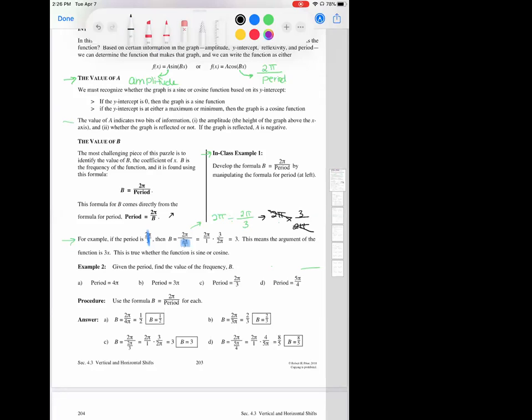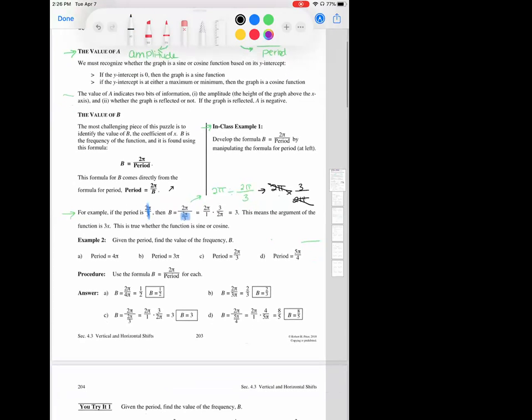So let's go ahead with example 2. Given the period, find the value of the frequency, b. Okay, so let's find the value of the frequency. So we're told the period, all we have to do is make that the divisor of 2 pi, meaning all I have to do is rewrite this with a 2 pi on top and simplify, right?